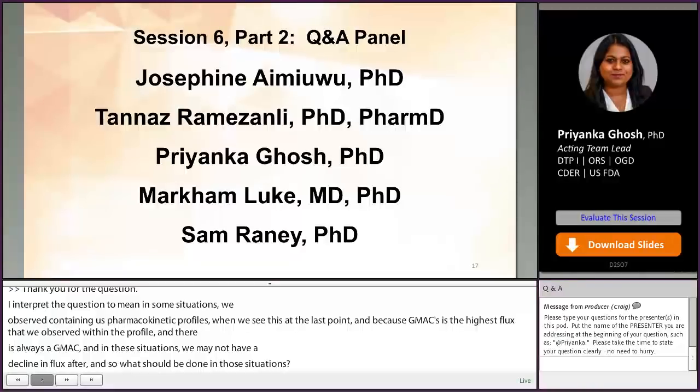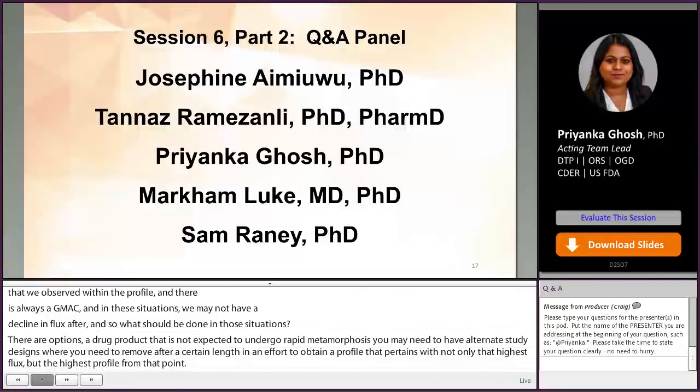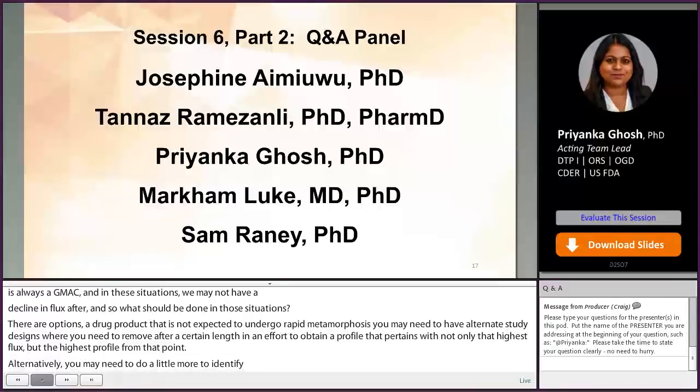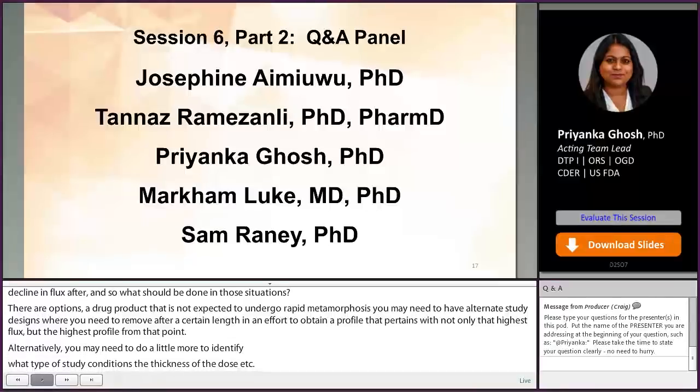Alternatively, you may need to do a little bit more with method development to identify what kind of study conditions, such as the dose application technique, the thickness of the dose, etc., can help you to obtain a pharmacokinetic profile where you can obtain a Jmax and then decline in flux, similar to what you typically observe in pharmacokinetic profiles for systemically acting drugs. Thank you.